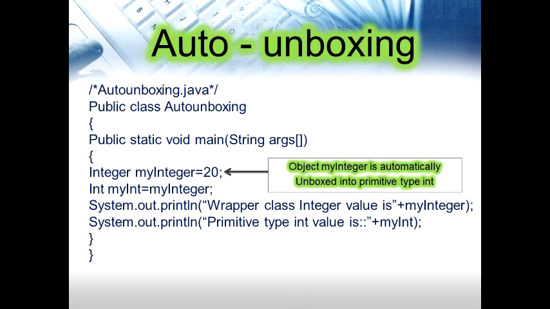In autoboxing and auto unboxing, the conversion between primitive types and their corresponding objects occurs automatically. Autoboxing converts a primitive type into a wrapper object, and auto unboxing takes place when an object is converted into its corresponding primitive type.